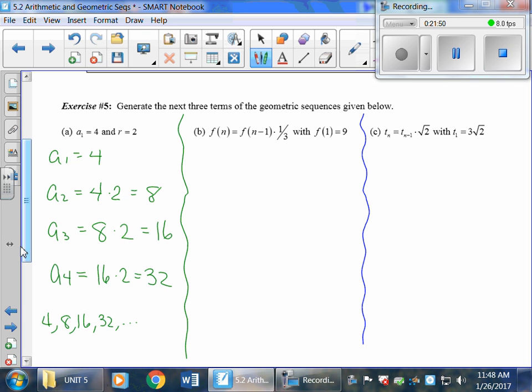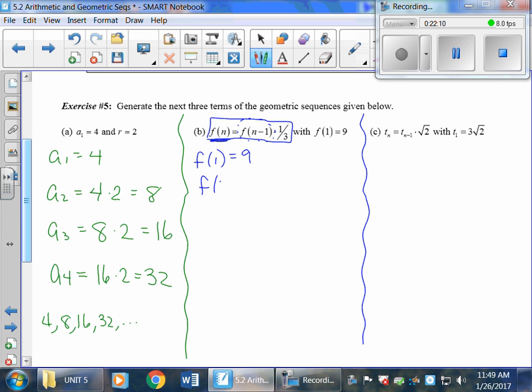Taking a look at B, again, making sense of it, f of n. So f of n is the term I'm looking for. F of n minus 1 is my previous term times 1/3. So we're given f of 1 is 9.